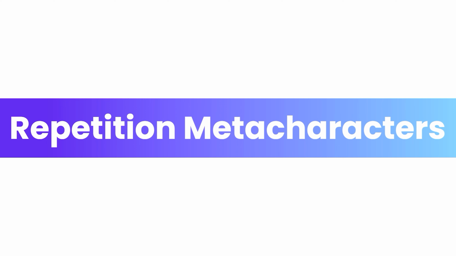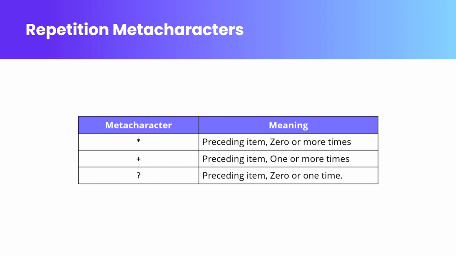Repetition metacharacters. Repetition metacharacters are used to reduce the repetition of characters in our expression. Here you can see three repetition metacharacters: asterisk, plus, and question mark. Asterisk represents repetition of the preceding item 0 or more times. Plus represents repetition of the preceding item 1 or more times, whereas question mark represents repetition of the preceding item 0 or 1 time. Question mark is used for the alternative purpose.